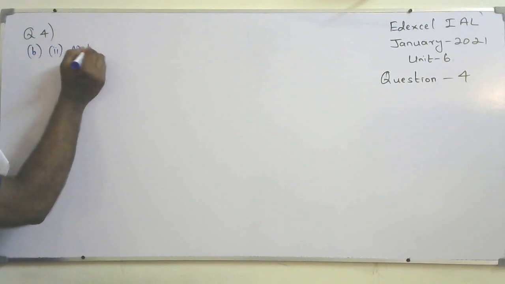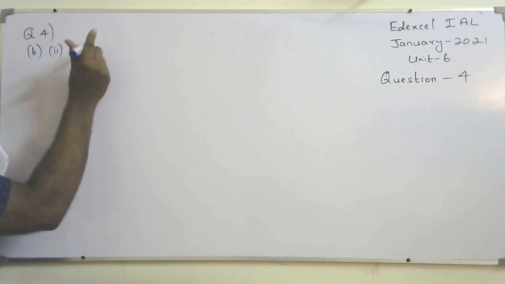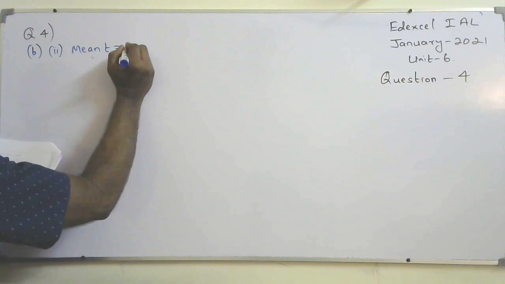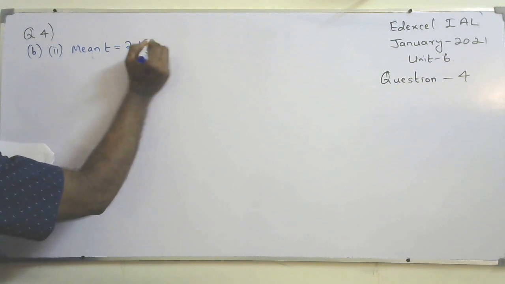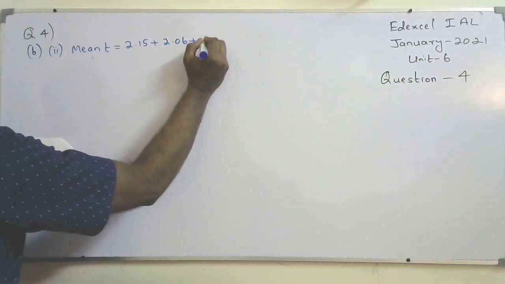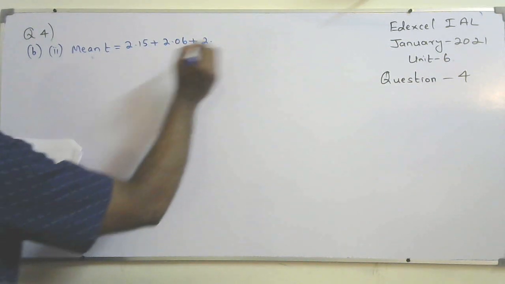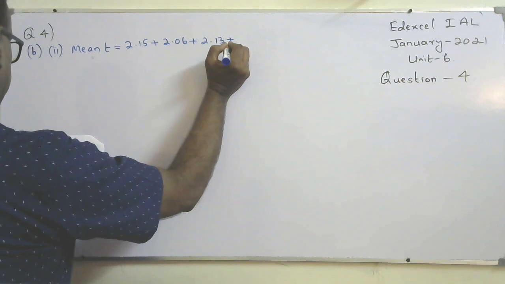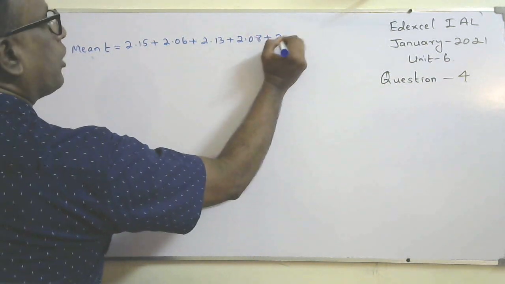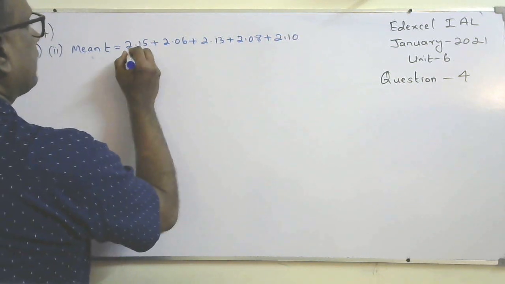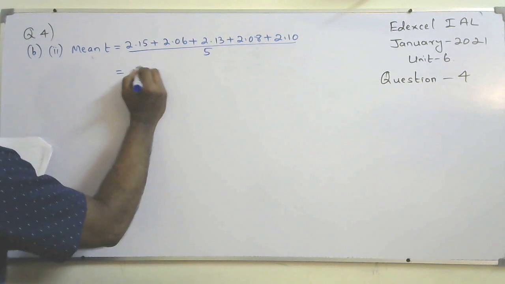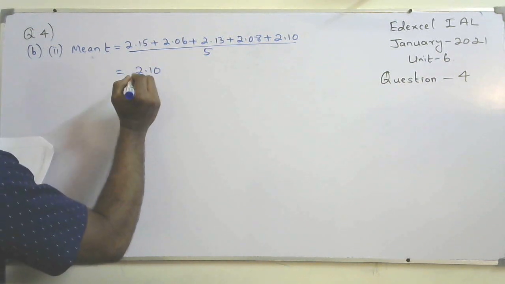Mean thickness is equal to, you add all the thicknesses: 2.15 plus 2.06 plus 2.13 plus 2.08 plus 2.10, divided by 5. So you will get 2.10 millimeter.